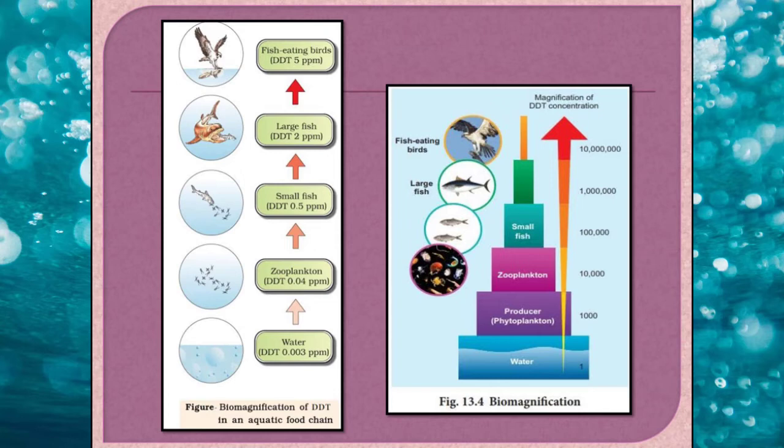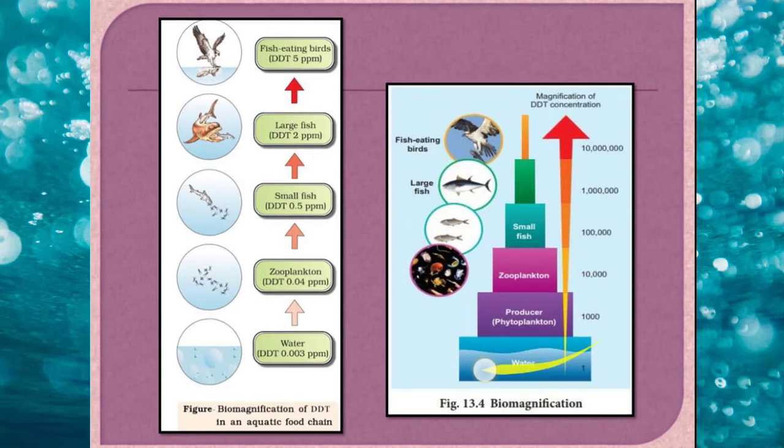So we can see here, as the food chain trophic level increases, the amount of pollutants accumulated in the body of the organism also increases. And this is known as biomagnification. Let's move on to the next figure. In that also you can see the magnification of DDT concentration as the trophic level increases in the food chain.